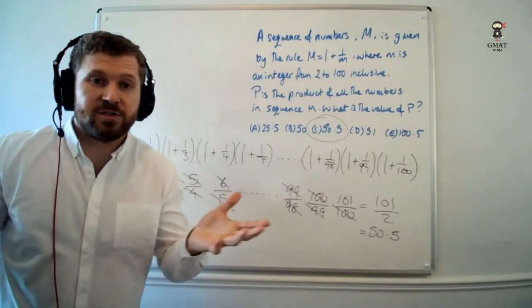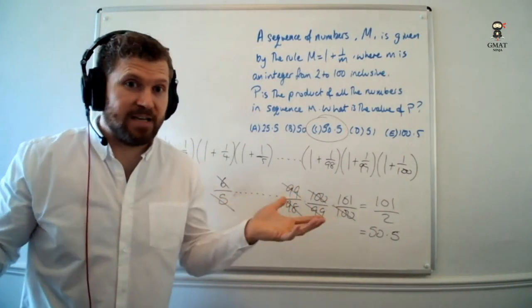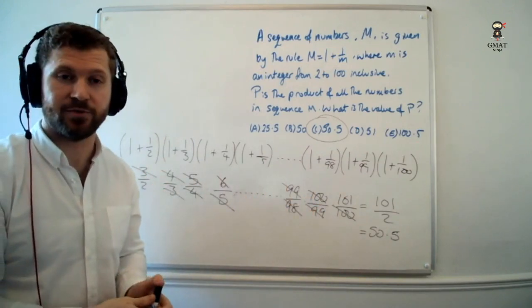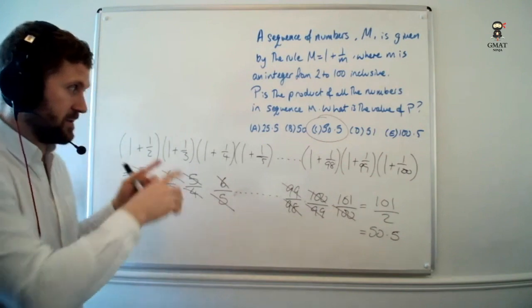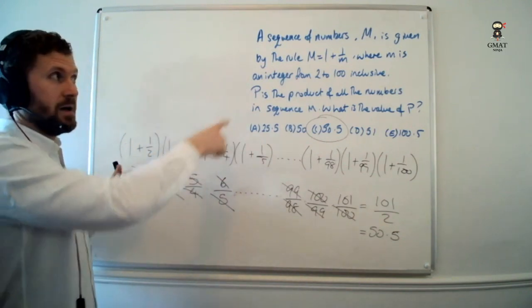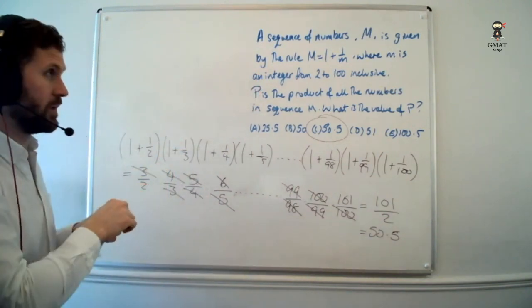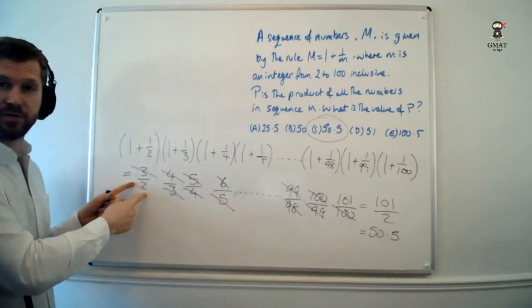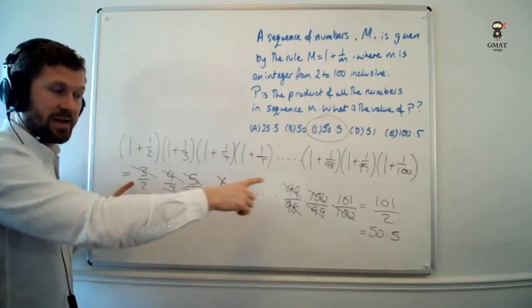So as I say with these questions, if you can spot that pattern, everything cancels and it turns into a 2 or 3 line process. What I would suggest is don't skip the first step. I know you can look at that 1 plus 1 over m, and if m was going to be 2, you can jump straight to 3 over 2. Fine. In this question, yeah, that's the step we wanted.